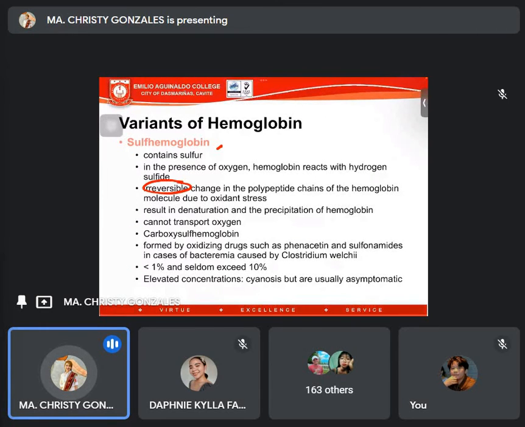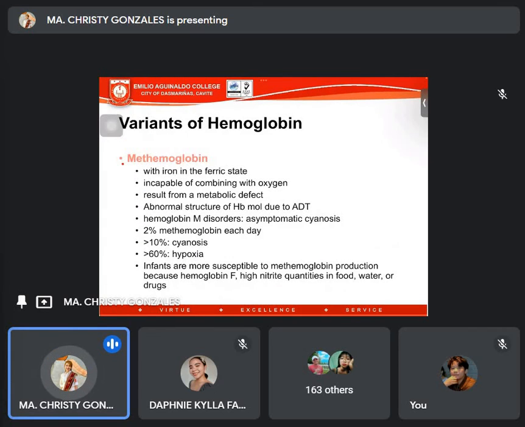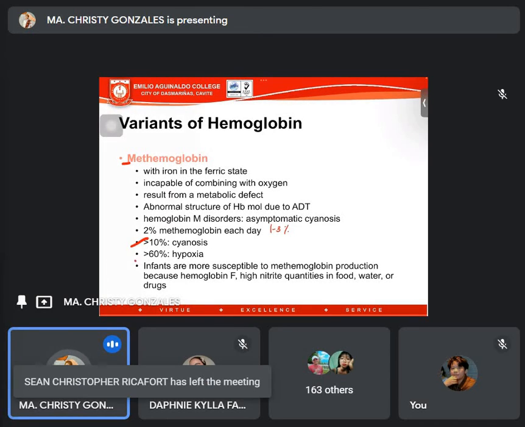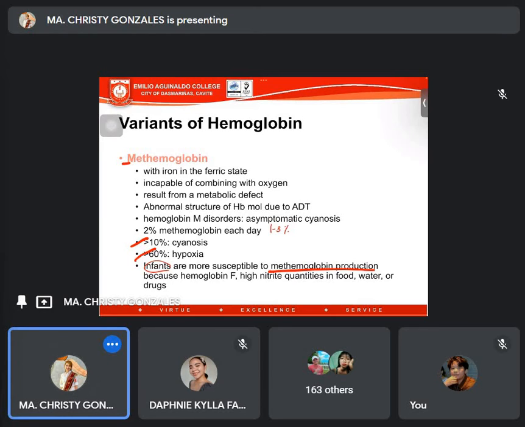And then we have the methemoglobin. So you know that 1 to 3% per day is being produced, right? Now, at 10%, cyanosis; more than 60% would lead to hypoxia, and that could even lead to death. Okay, so remember infants are more susceptible to the production of methemoglobin. Why? Because the majority of the hemoglobin which they possess is hemoglobin F.